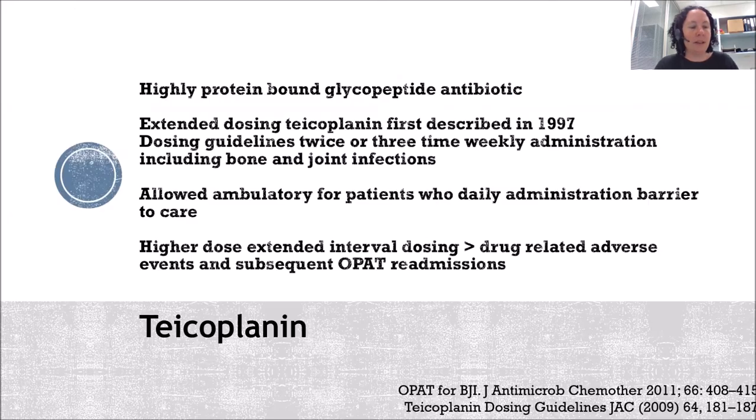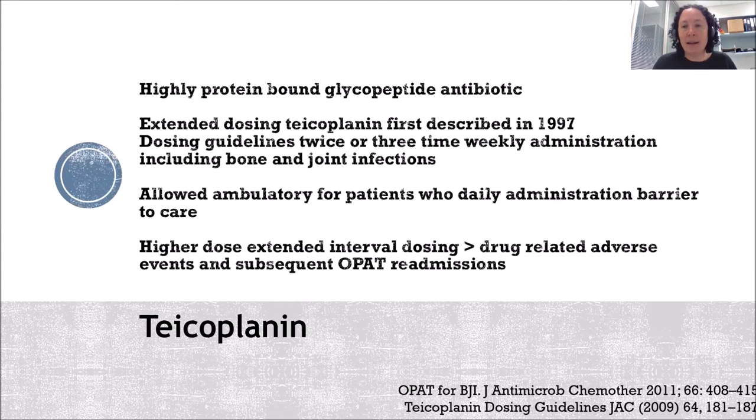I just wanted to briefly touch upon two longer acting agents in the OPAT space. Maybe there is less of this tension between what OPAT is and good AMS principles. The first is teicoplanin. As you're all aware, this is a highly protein-bound glycopeptide antibiotic. Extended dosing of teicoplanin was first described in 1997, and then there have been subsequent publications, as listed down the bottom, regarding dosing guidelines where you administer this drug two or three times a week.